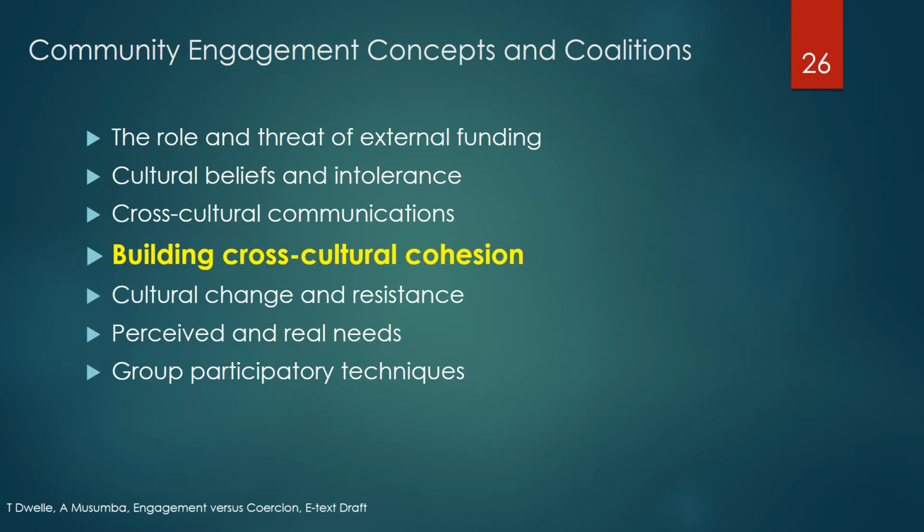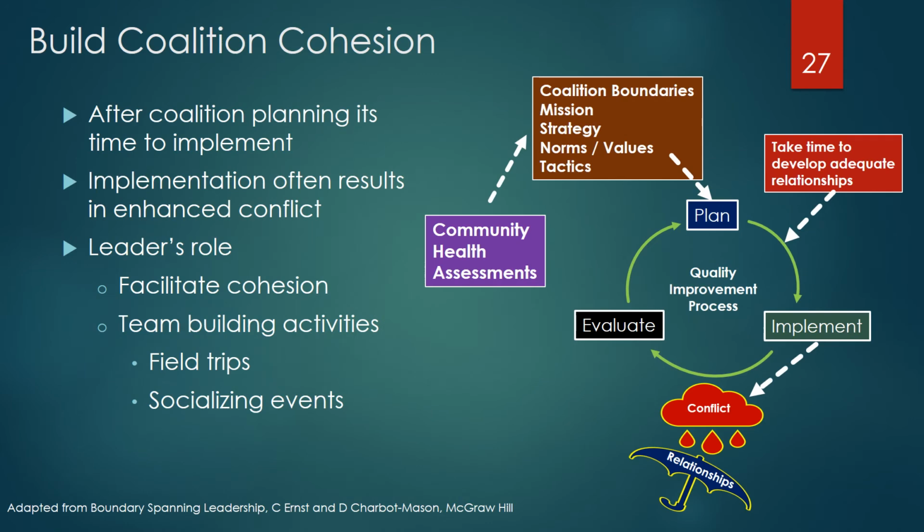Next is building cross-cultural cohesion. A coalition facilitator must build adequate coalition cohesion that will weather the inevitable conflicts of differing beliefs and values. Coalitions coalesce around common goals and must identify how the group will address those goals through a robust planning process. Planning is essentially the time that coalitions get to know each other, define their boundaries and mission, develop a strategy, identify group norms and values, and develop specific tactics, or what each partner is to do. Effective strategies are dependent on accurate and current community health data.